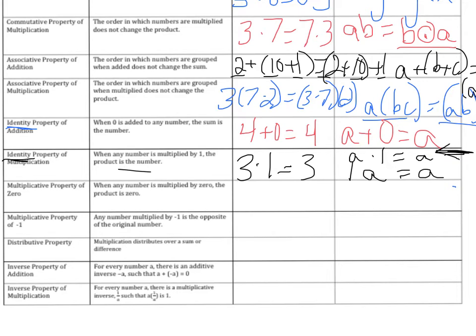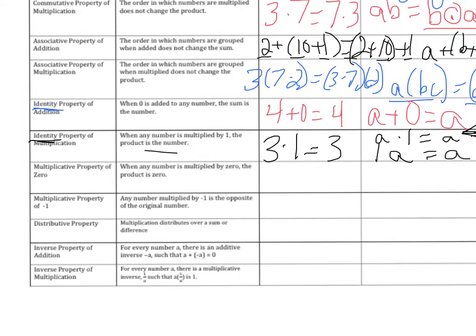And again, the reason for that is because 1 times anything is going to still be itself. So it doesn't matter if a is 29 or if it's 37, 1 times whatever number it is, you're still going to have that same original number. All right, onward with our properties.